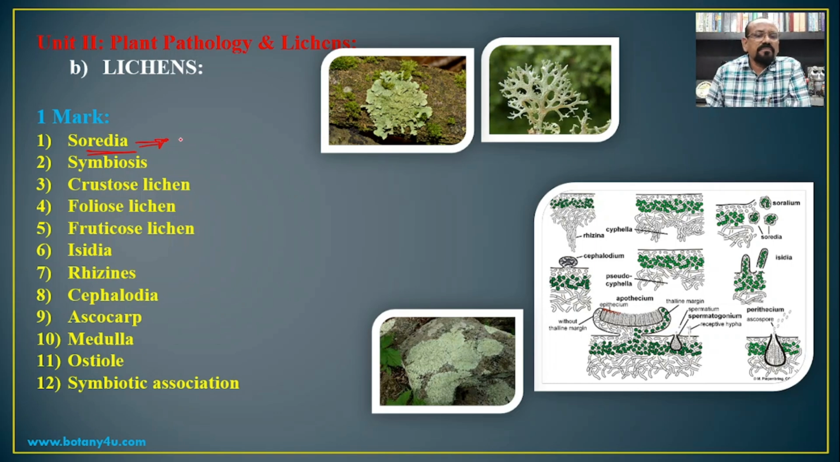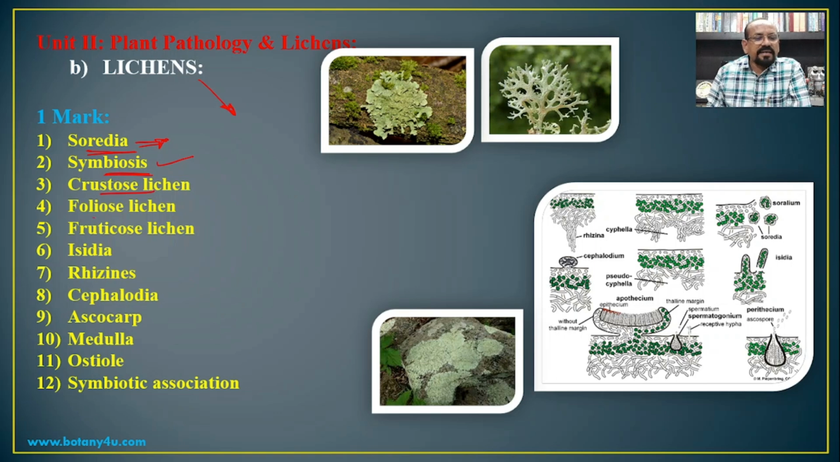Or the thallus of the lichen, which is used for vegetative reproduction. Then symbiosis. Here, the lichen is a symbiotic association between algae and fungi, meaning both organisms live together in mutual contact, with both benefiting. Such a type of living system is known as symbiosis.